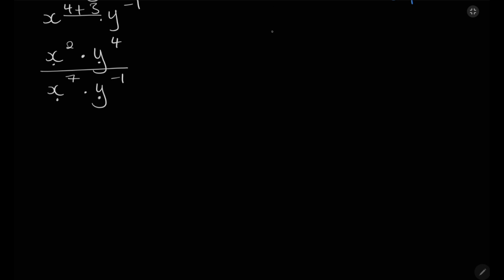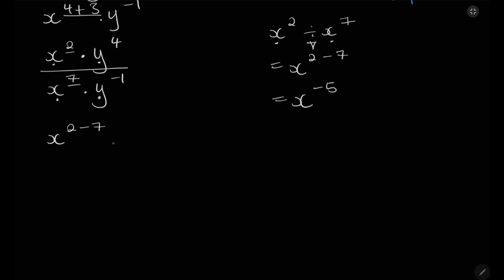Let's start with the x's. This is x to the power 2 divided by x to the power 7. You have the same bases that are divided, so this will be x to the power 2 minus 7. 2 minus 7 is equal to -5. So we can show this here by writing down our x to the power 2 minus 7, times we have y to the power 4 divided by y to the power -1.